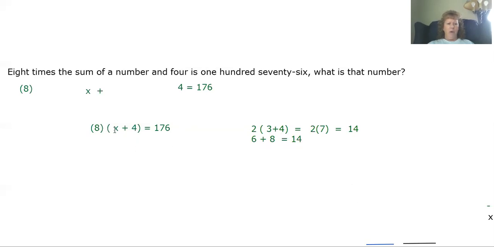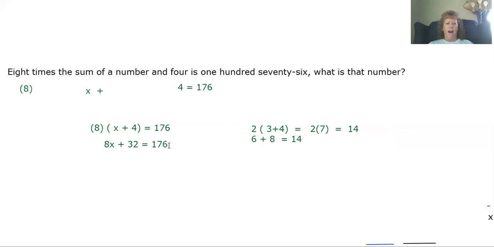So since we don't know what this number is, we can multiply 8 times each one of these and then add afterwards. So if we take 8 times x, it will look like this, plus 8 times 4, look like that. And if that equals 176, then our equation is worked as much as we can, because now we don't know what to multiply in order to add to get the numbers.